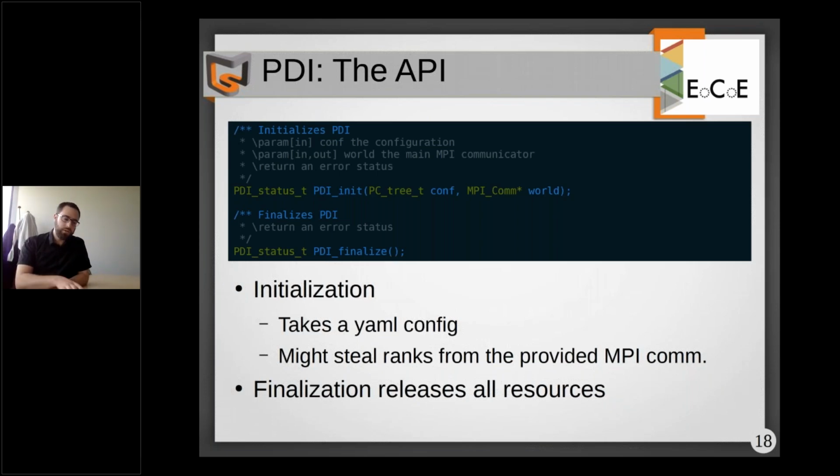This communicator is used because, as I said, some I/O libraries use dedicated I/O nodes, and in the API, what we do is basically we modify the communicator, so we might steal some nodes from the communicator. The idea is that the communicator you get after the call to PDI init only contains the compute nodes and not potential I/O nodes. Then the finalization function simply releases all resources used by the library.